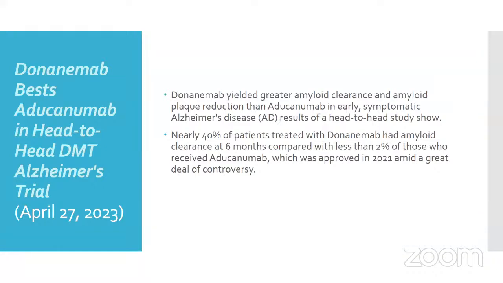Okay. So there's another thing. When comparing donanemab and aducanumab, there is a study called a head-to-head study. They found that donanemab has a greater amyloid clearance and amyloid plaque reduction compared with, I'm so sorry for this, aducanumab in early symptomatic Alzheimer disease. Nearly 40% of patients treated with donanemab had amyloid clearance at 6 months, compared with less than 2% of those who received aducanumab, which was approved in 2021 amid a great deal of controversy.